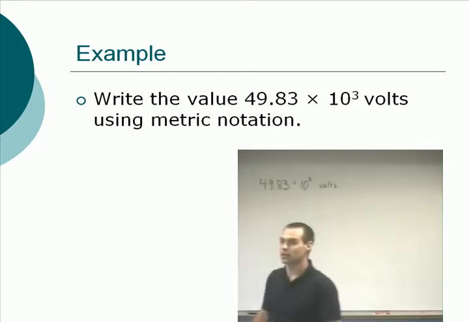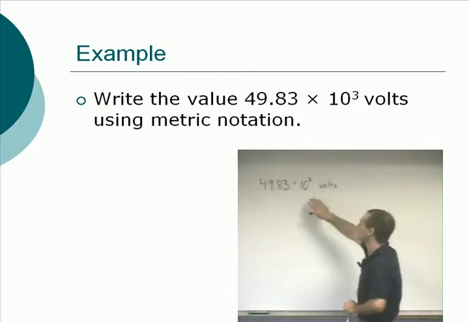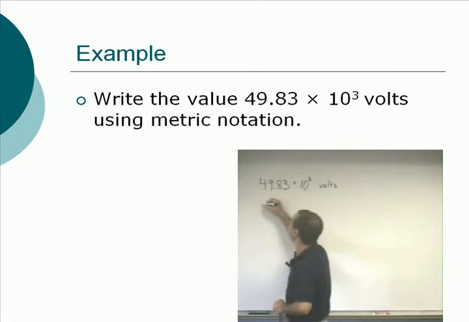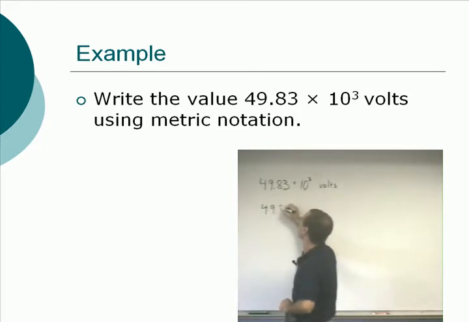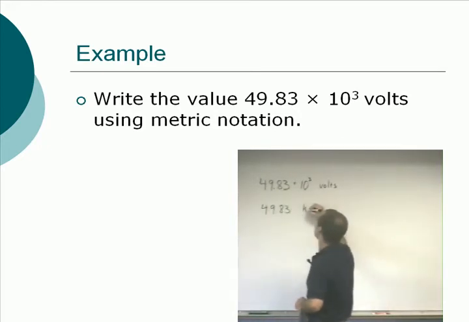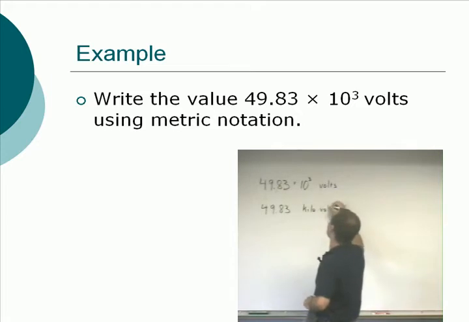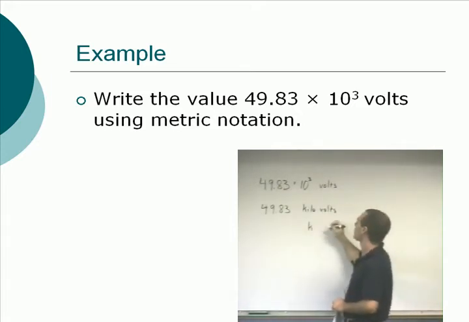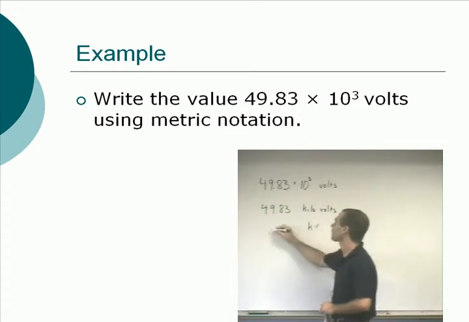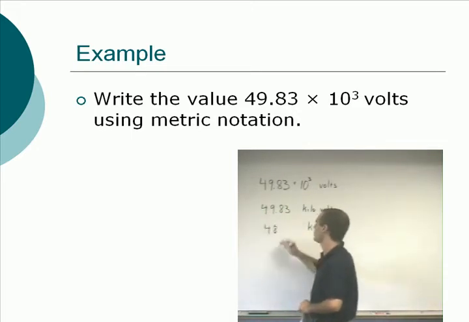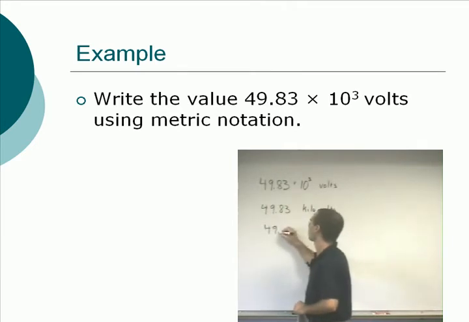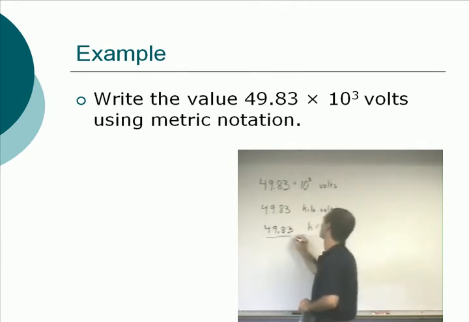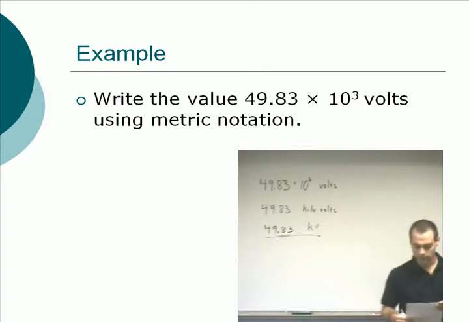So we go to 10 to the third, and what prefix means 10 to the third? Kilo. And so we would just simply say that this is 49.83 kilovolts. Or frequently use the abbreviation, that would be K, and the abbreviation for volts is V. So 49.83 kilovolts. Either one of those two would be just fine.